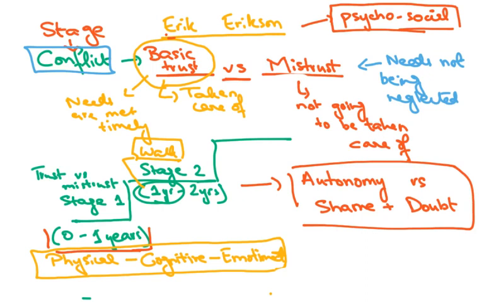Now, parents could do either of two things at this juncture. They could either be overly critical. So let's say a child is trying to feed themselves and they drop food. A parent could resort to screaming at them or saying to them, no, please don't do it by yourself. Please don't try to do it by yourself.